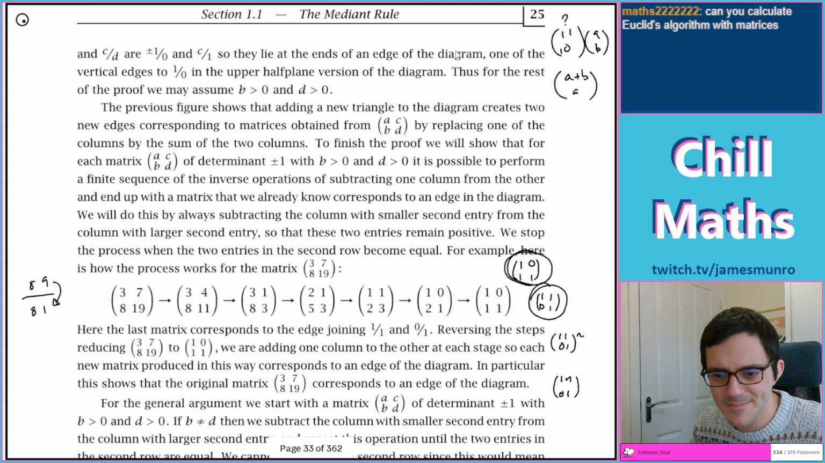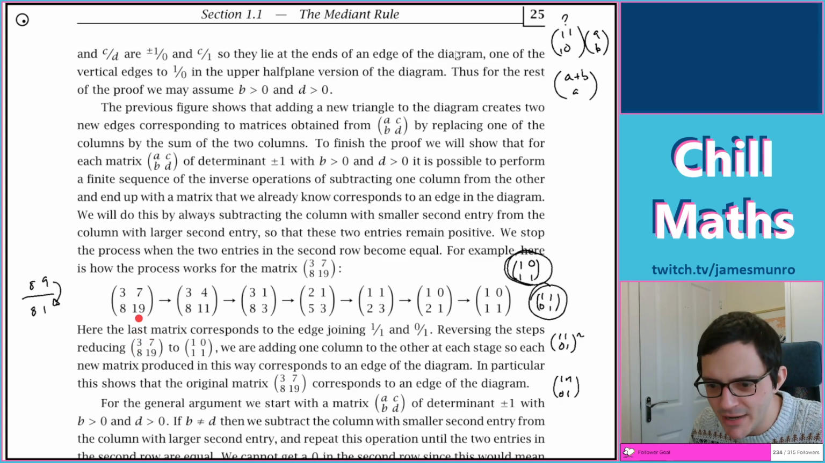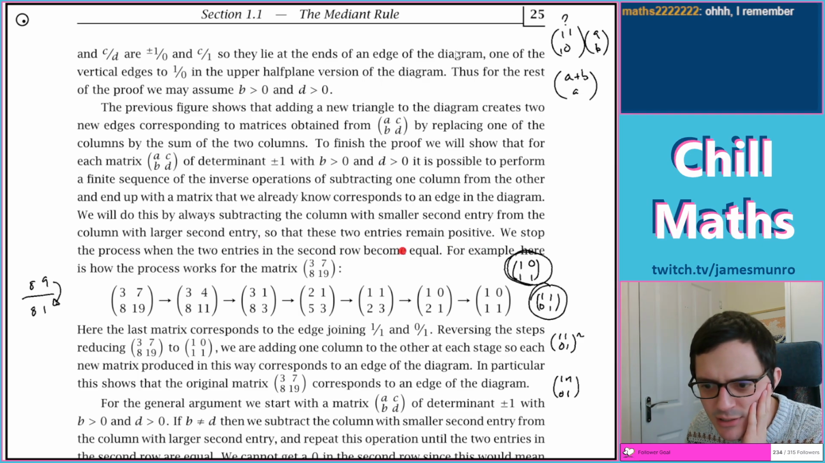Right, so this stuff where you're reducing things. We had some matrix and we did some reduction on it by always subtracting the column with the smaller second entry from the column with the larger second entry, so that these two entries remain positive. We stop the process when they become equal. So I think this is secretly Euclid's algorithm. I can't quite tell what numbers it's operating on. Possibly 8 and 19.